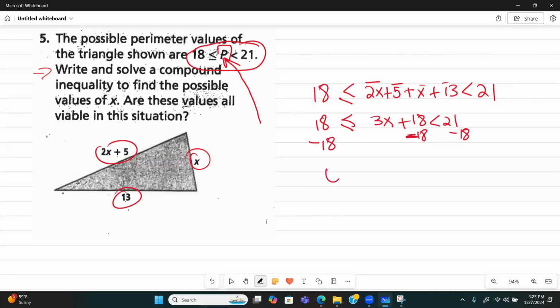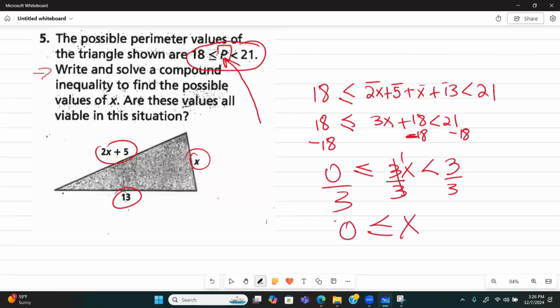So what we're looking at is 0 here. So 0 is less than or equal to 3x, which is less than 3. And then we divide throughout by 3. So 0 is less than or equal to x, because this becomes 1. So it's 1x less than 1.